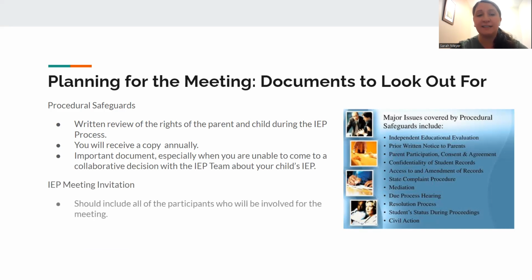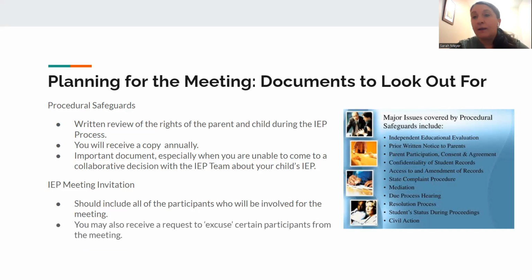And again, the next thing you're going to keep an eye out for is that IEP meeting invitation. It should include all of the participants who will be involved within the meeting. However, you may also receive a request to excuse certain participants from the meeting. This may be, for example, if there's a BCBA and your child is doing really amazing with their behaviors, they may excuse the BCBA to move on and discuss more pertinent facts within the IEP.